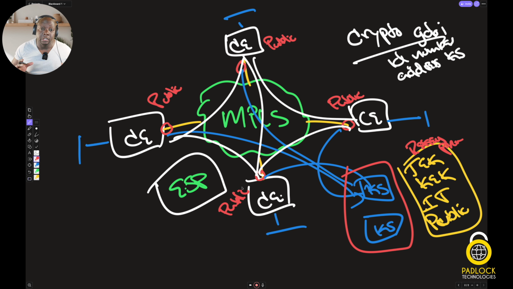Now, again, if you own the CEs, you're going to be able to have your own key servers and do this by yourself. If not, you're going to need the service provider to do this for you, and they're going to have to protect their key servers from being attacked. So that's how you secure MPLS in a nutshell. And it answers the question, is MPLS secure by default? The answer is no, but there is a way to protect it using GET VPN.